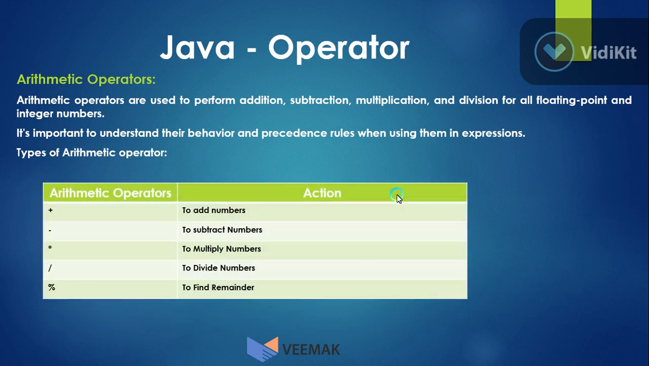Types of arithmetic operators. Plus operator, which is used to add numbers. Minus operator, which is used to subtract numbers. Star operator, which is used to multiply numbers. Backslash, which is used to divide numbers. Percentage symbol, which we call modulus in Java, is used to find the remainder while we divide numbers.